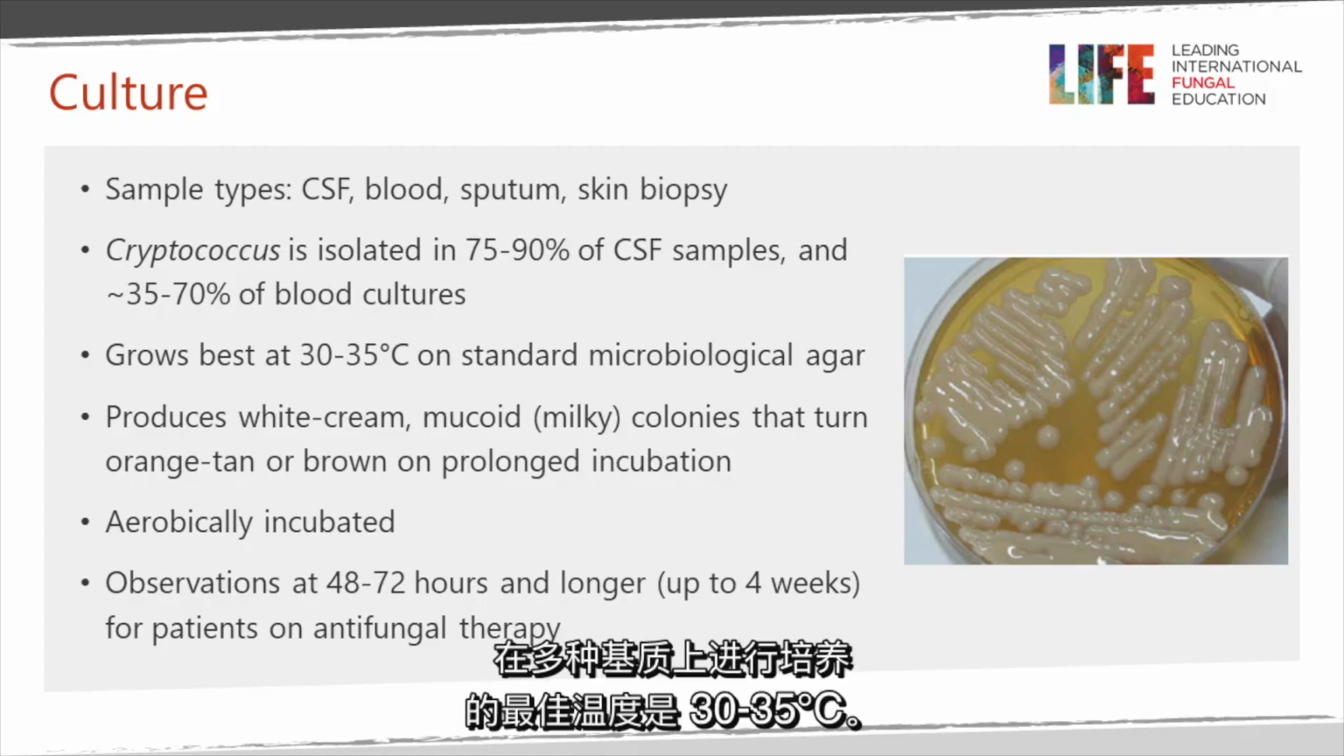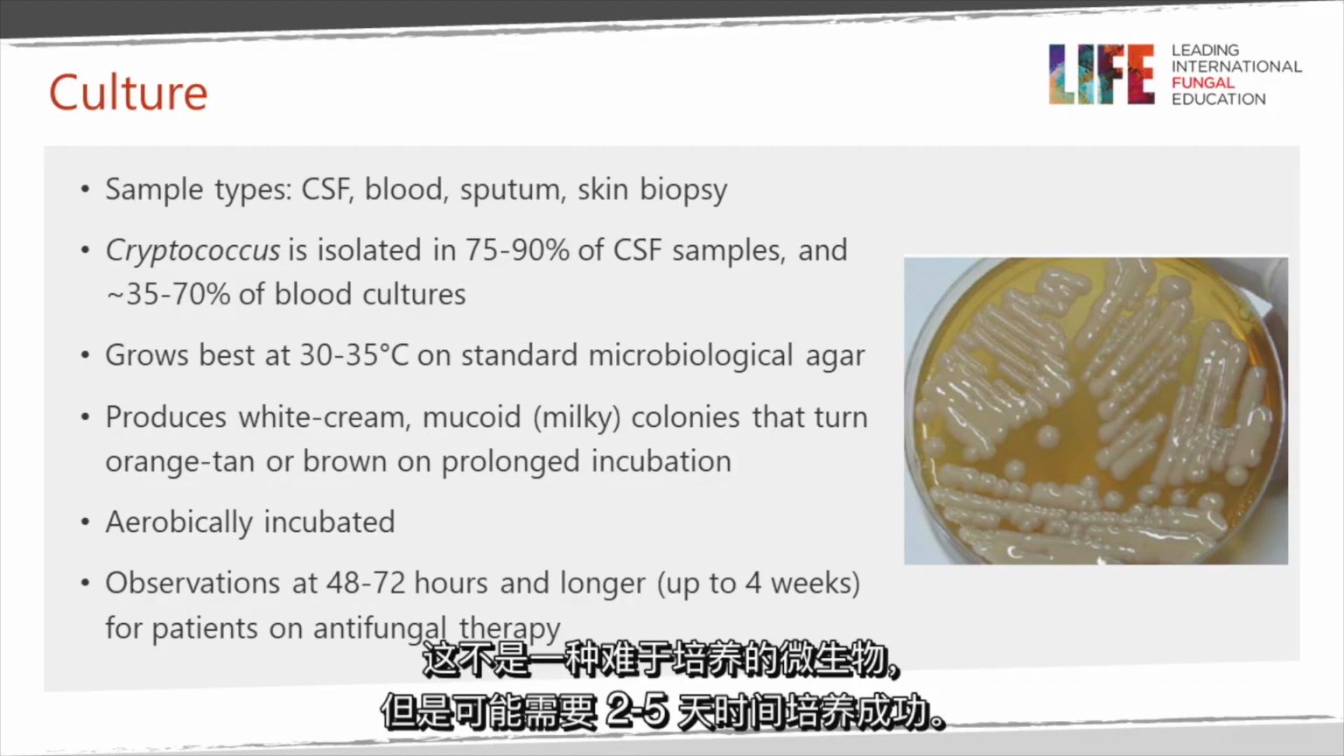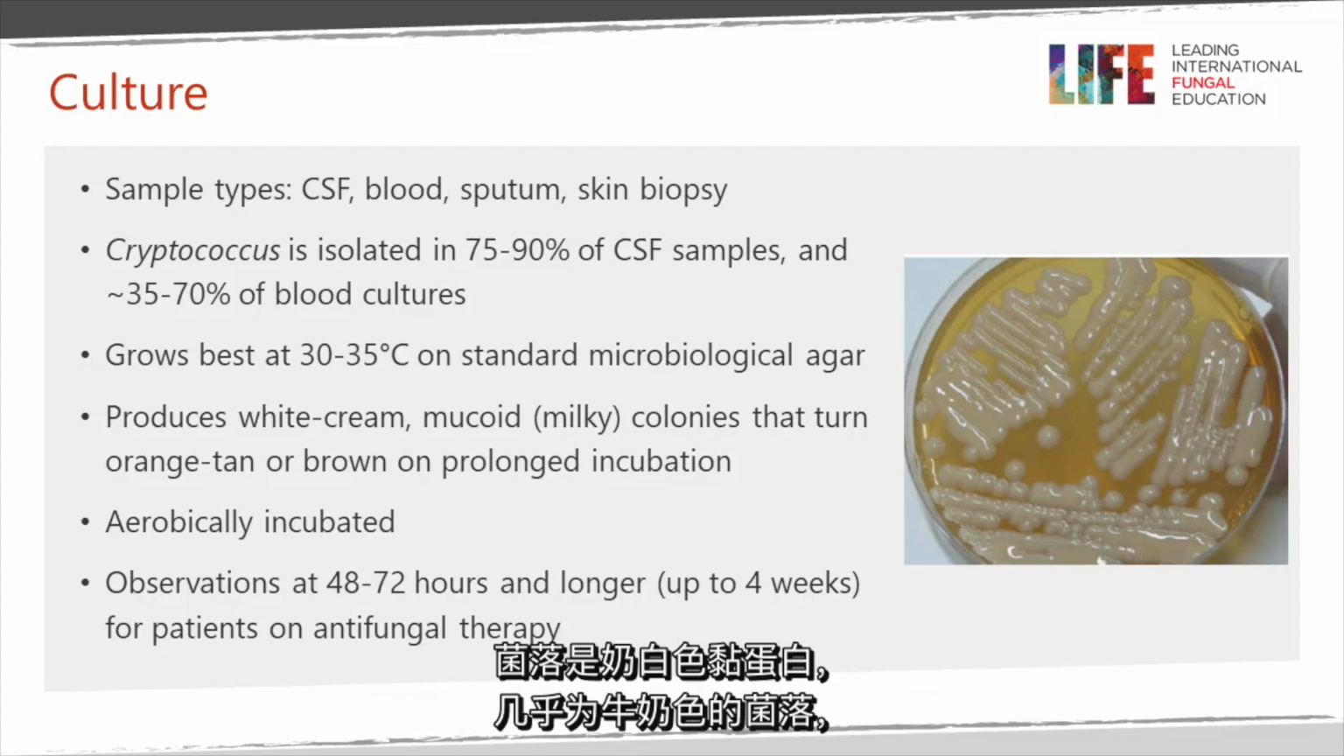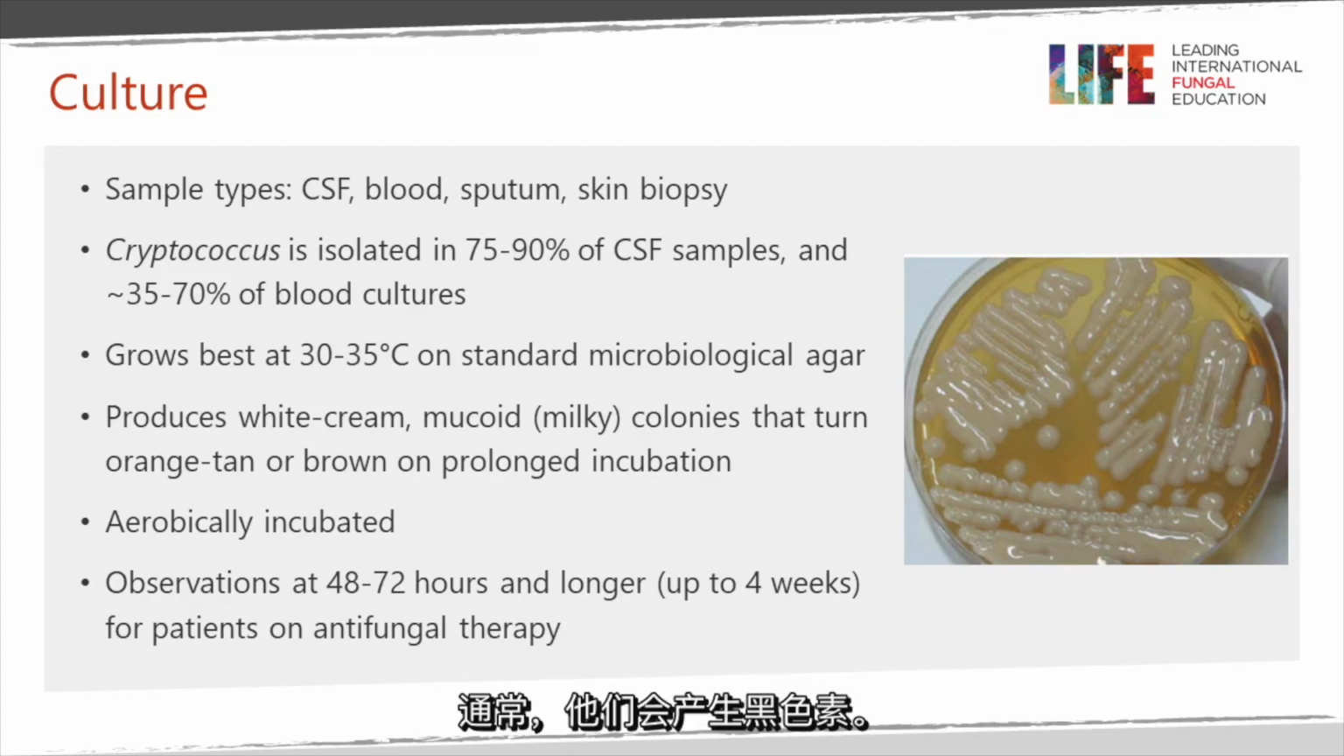The best temperatures for incubating cultures are 30 to 35 degrees on multiple media. It's not a difficult organism to grow, but it can take 2 to 5 days to come up. The colonies are white, green, mucoid, almost milky-coloured colonies, and then over time they turn orange, tan or brown, and they produce melanin typically. They're grown in aerobic culture. This organism doesn't grow well in anaerobic culture.